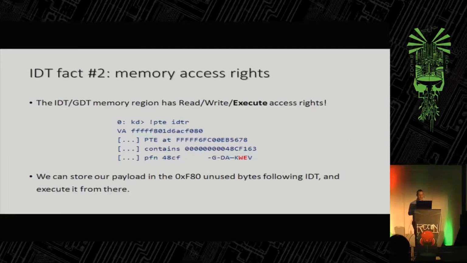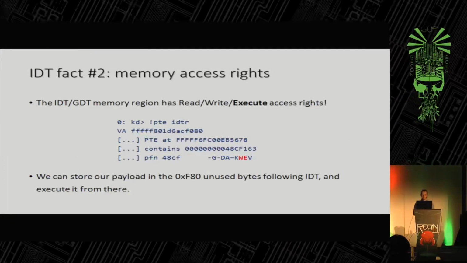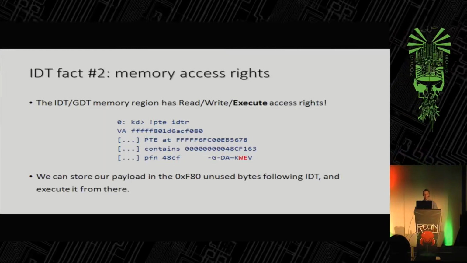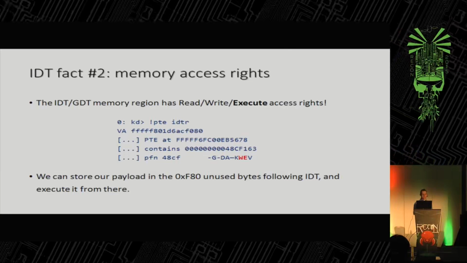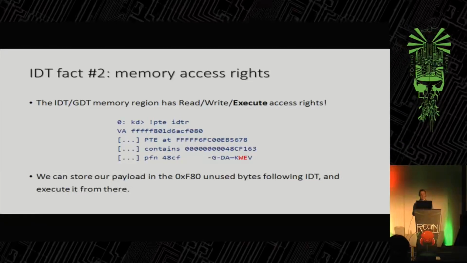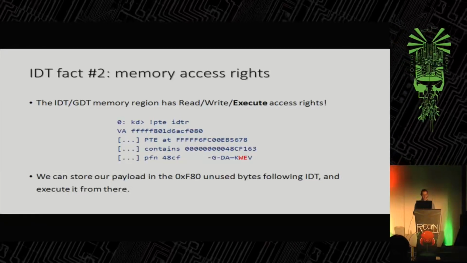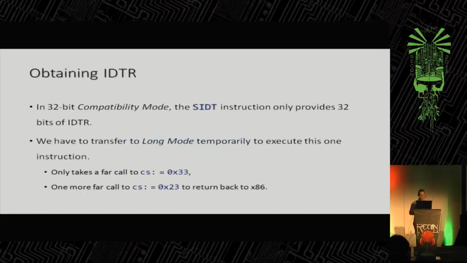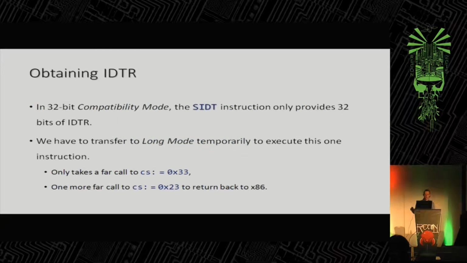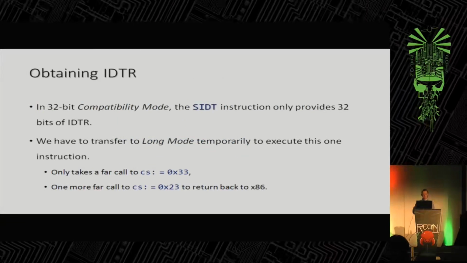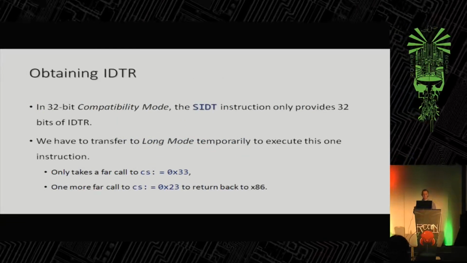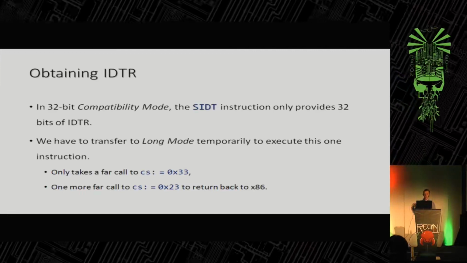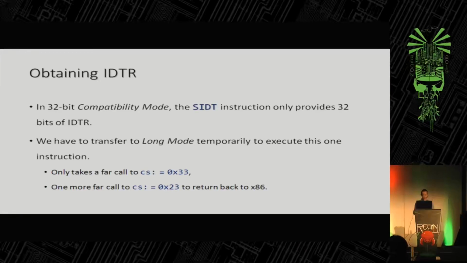The other important thing is that the IDT has read, write, and execute access on CPU0. So it both has function pointers and is RWE, so we couldn't imagine a better situation for us. We could just use the unused bytes after the IDT to store our shellcode. Of course, we have to care about things such as that SIDT only provides 32 bits of the IDTR in the compatibility mode that we are executing in. So we have to switch temporarily to 64 bits in order to get the address.